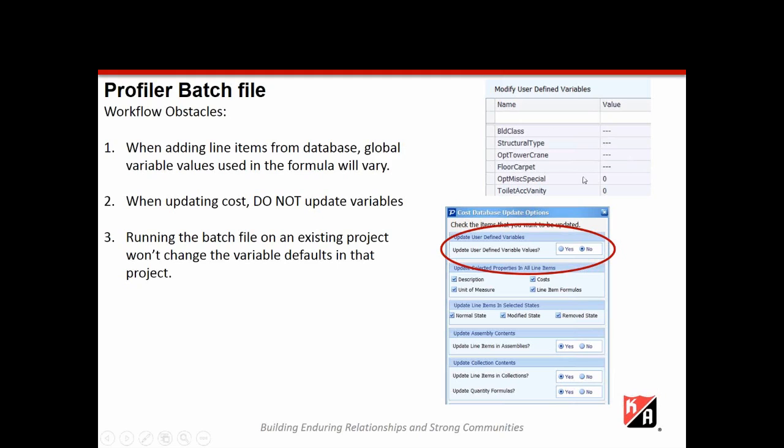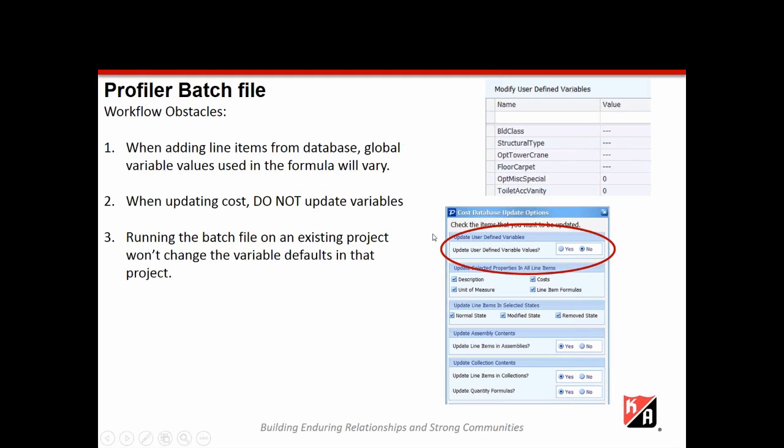So here's an example I'm just showing you right here. If you go to your modify user-defined variables, these should be set to some value. And if you add a line item from the database where the value is different, then it will only change the value in that line item, and it won't change it globally. So you'll end up with something that looks like this. It can be a little difficult to manage. You have to be careful of that. Might be a good idea to check the user-defined variables after you've loaded in a new line item if you do that.